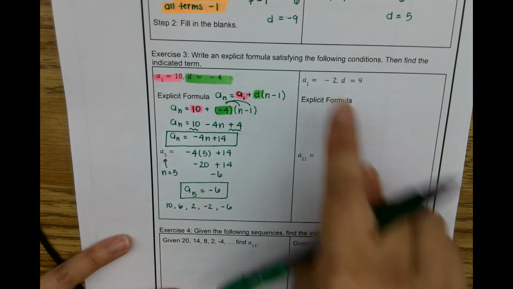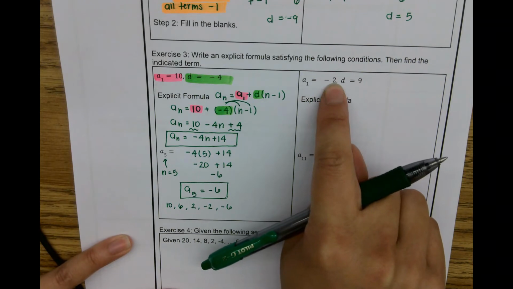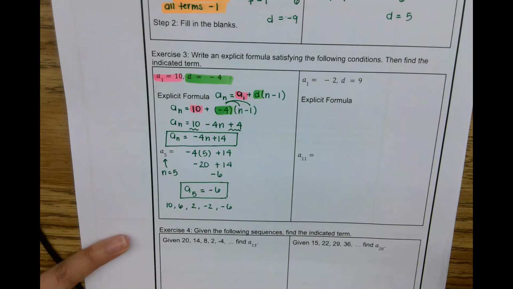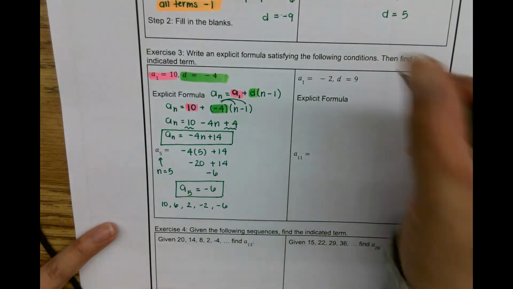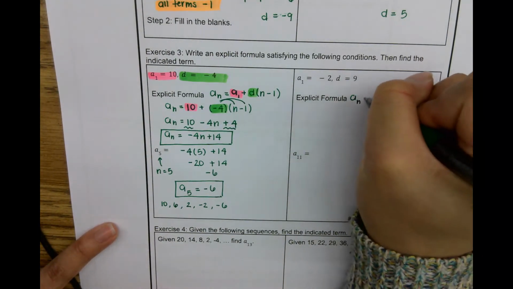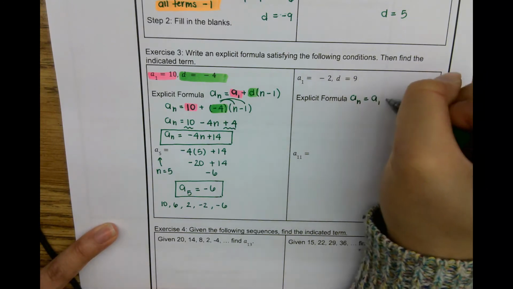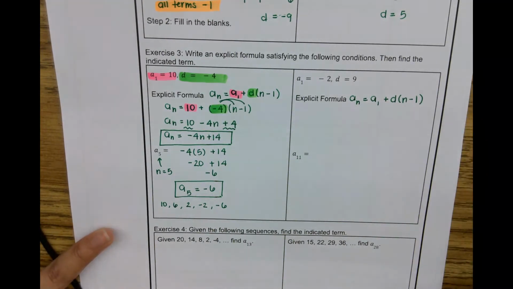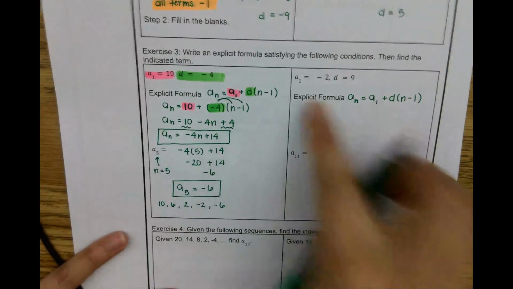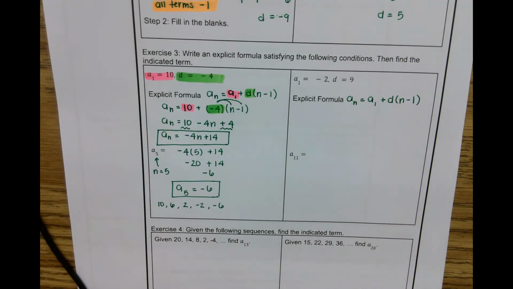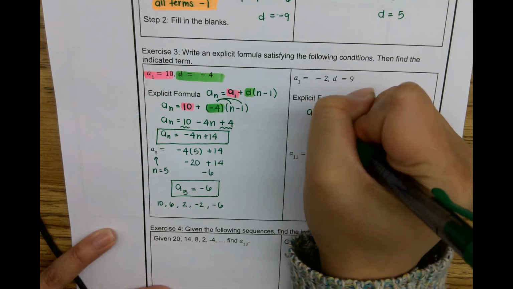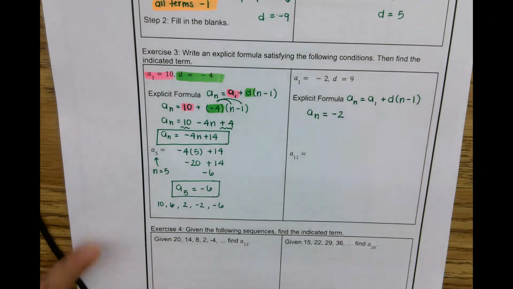Okay, I'm told here first term is negative 2. Common difference is 9, which means I'm adding 9 each time. Let's write the explicit formula. I'm going to write the general formula. A lot of the times we have difficulty remembering all this. If you write it every single time you use it, you will remember it. So every time I'm going to use the explicit formula, I'm going to write it again. So a sub n equals my first term. My first term in this case is negative 2.